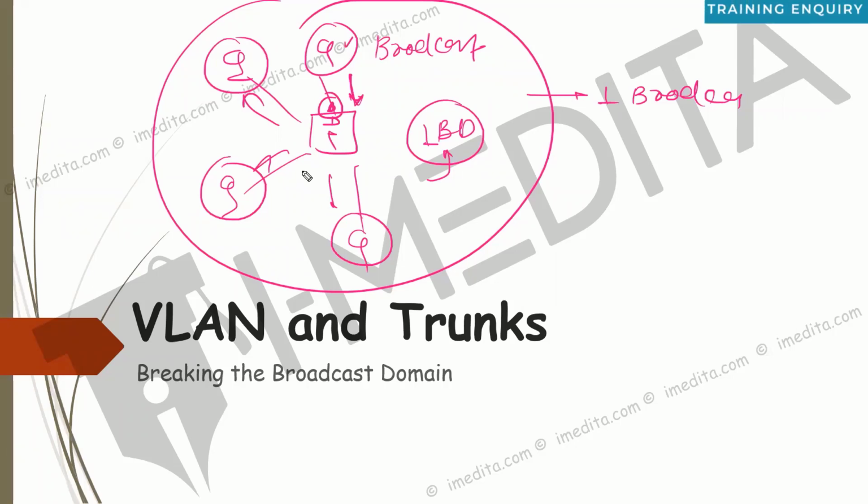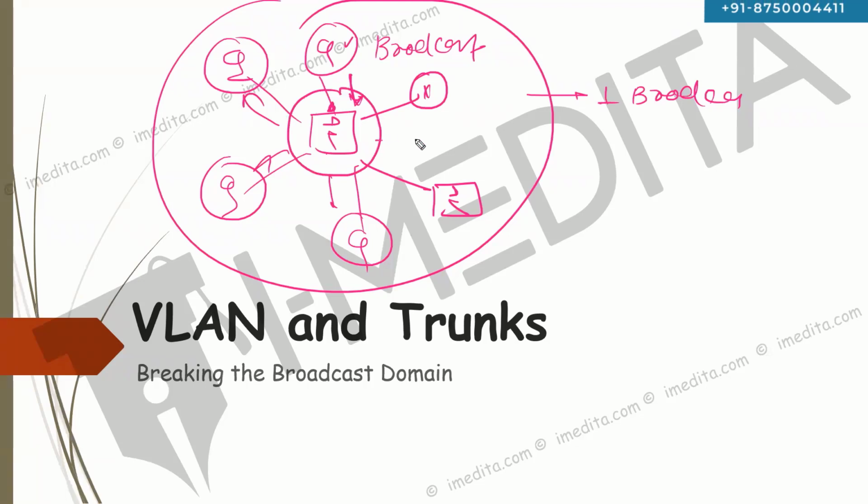Switches by default have one broadcast domain. All the devices that you connect via the switch, no matter if it is a router, another switch, a PC, or a server, all the ports of the switch by default belong to the same broadcast domain. That means you can connect devices on any of the ports and reach one device from another by means of broadcast. That is the default behavior.